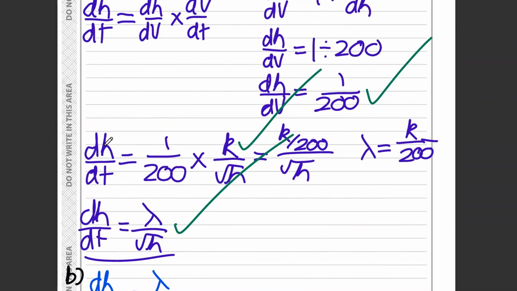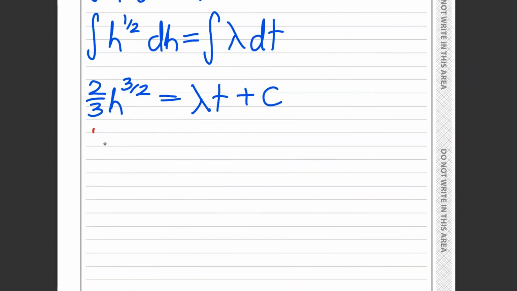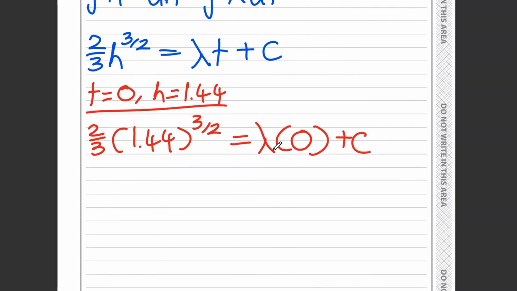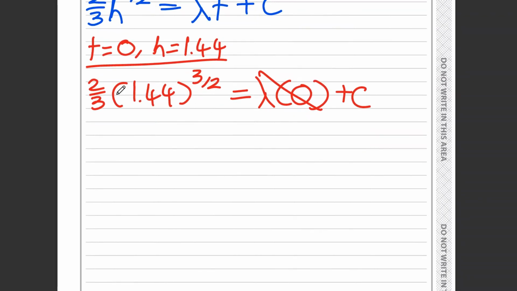Okay, so if we start with t is equal to 0, h is equal to 1.44. If we sub this in, it's going to be 2 over 3, and instead of h, it's going to be this 1.44 to the power of 3 over 2, is equal to lambda, and instead of t, it's going to be 0, and then plus c. So lambda multiplied by 0 will just cancel out. So therefore it's going to be this here, which if you put this into a calculator is equal to 144 over 125, and this here is just equal to c. So therefore c is equal to 144 over 125.